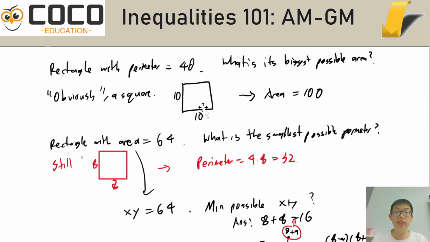Because the logic is just, to get a big product, make all of them the same. To get a small sum, given a fixed product, make all of them the same. The reverse direction, of course, doesn't make sense, because if I ask you what is the smallest possible area, that doesn't make any sense. I mean, just make one of them extremely narrow.